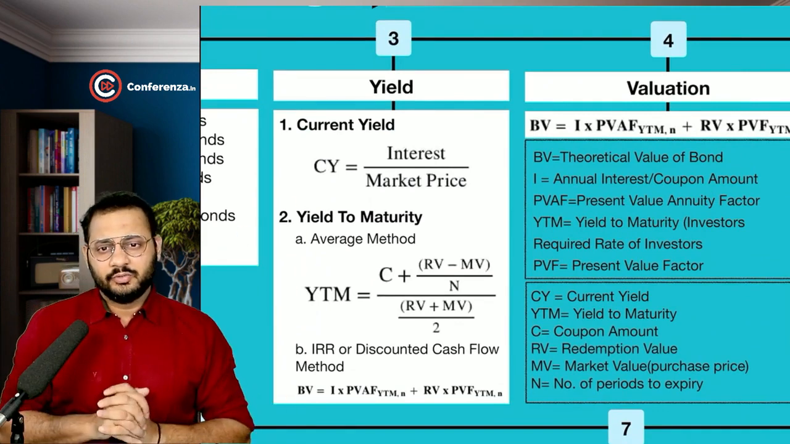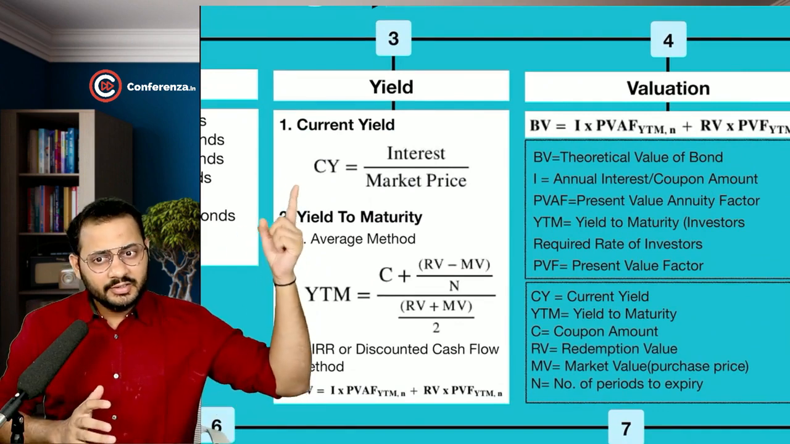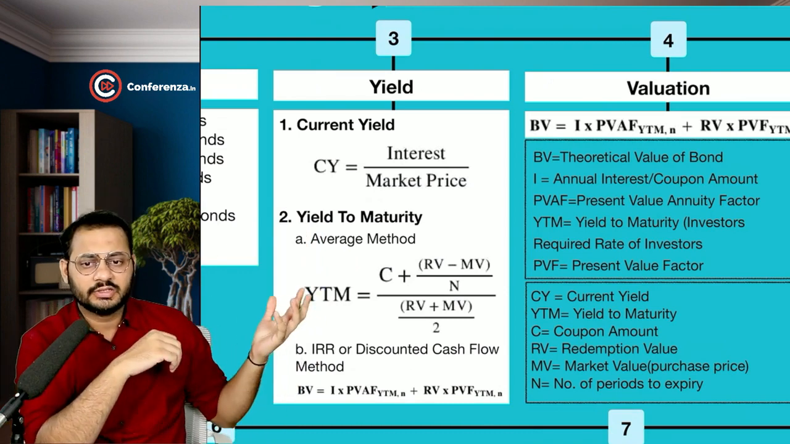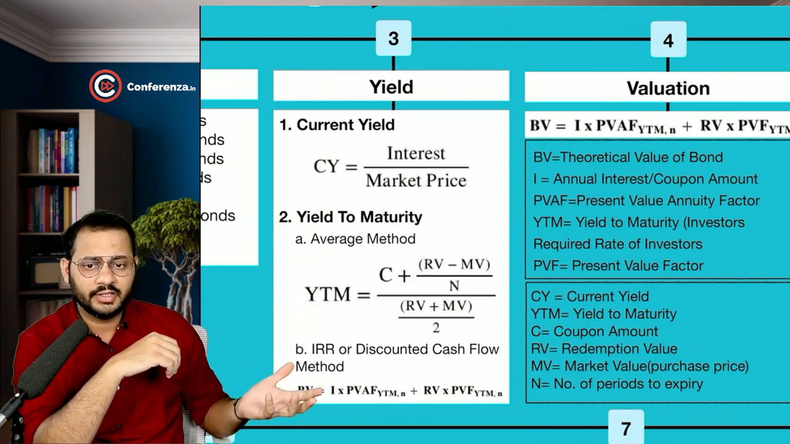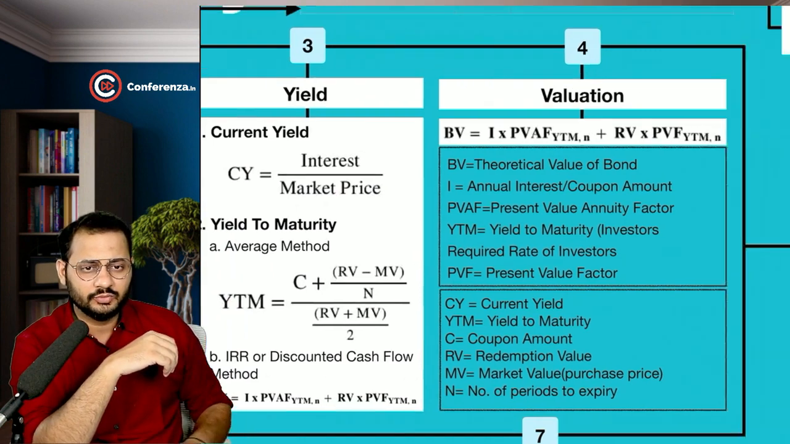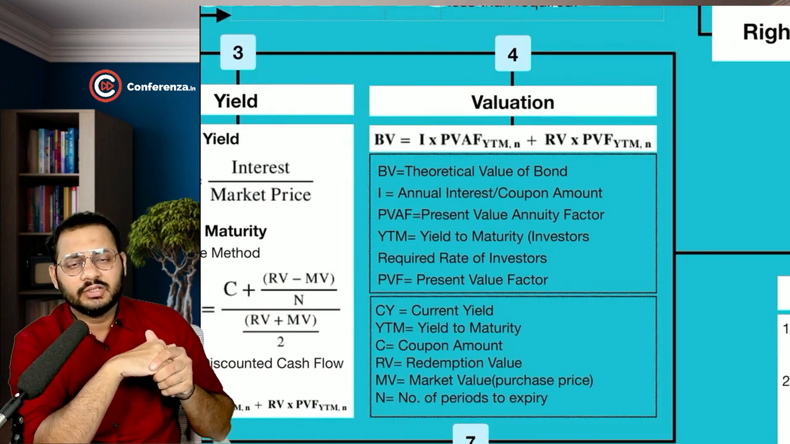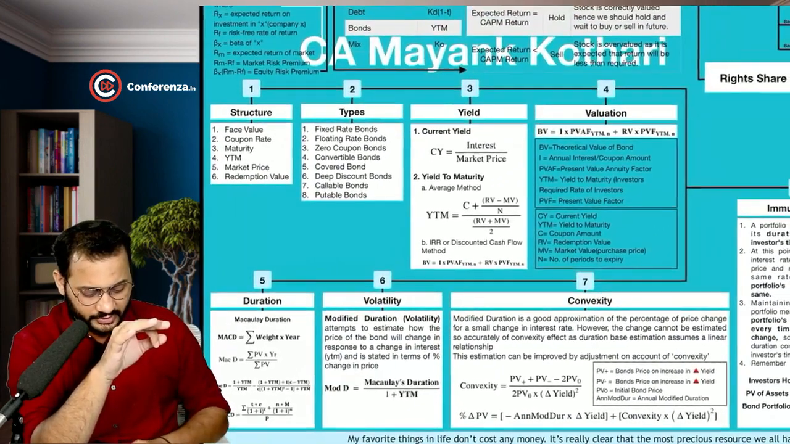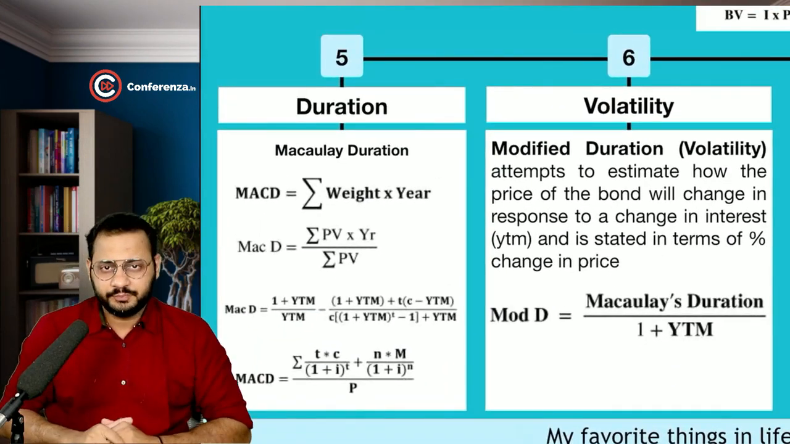Third part is related to the yield. We have seen this formula, current yield is equal to interest by market price. If you remember, we have also seen this YTM average method, or we can calculate it by the IRR method also. Bond valuation is nothing but the present value of future cash flows. That has also been discussed. And the fifth part comes to the duration.